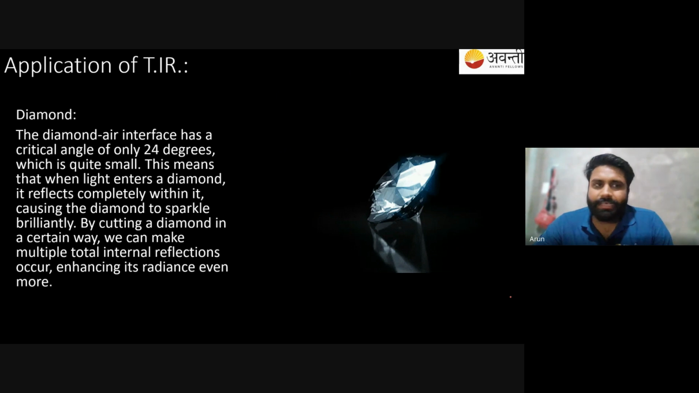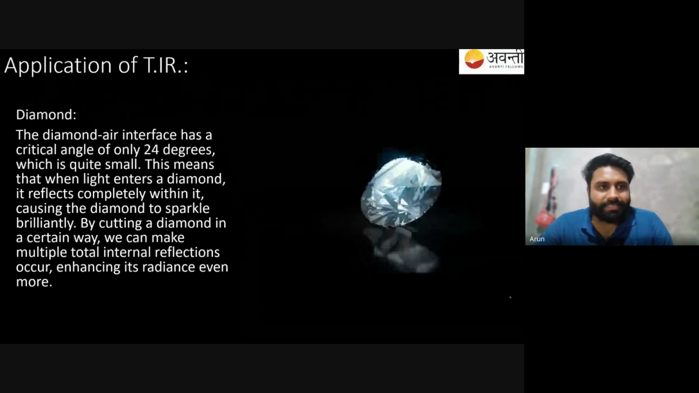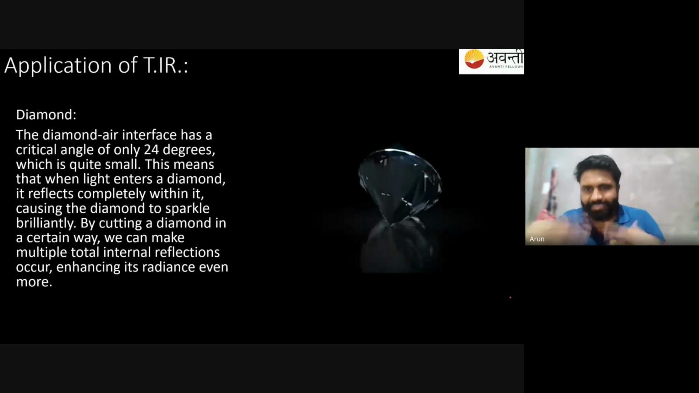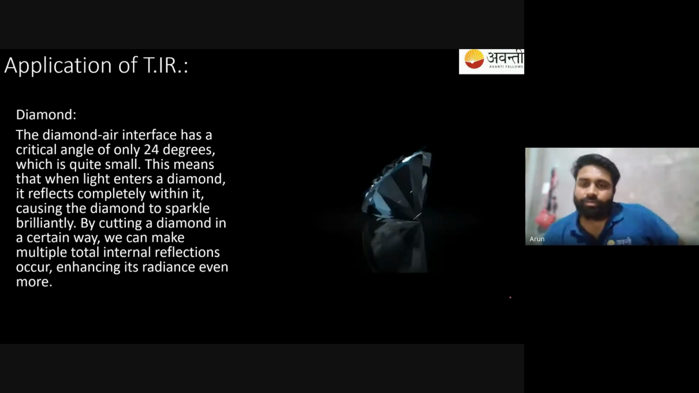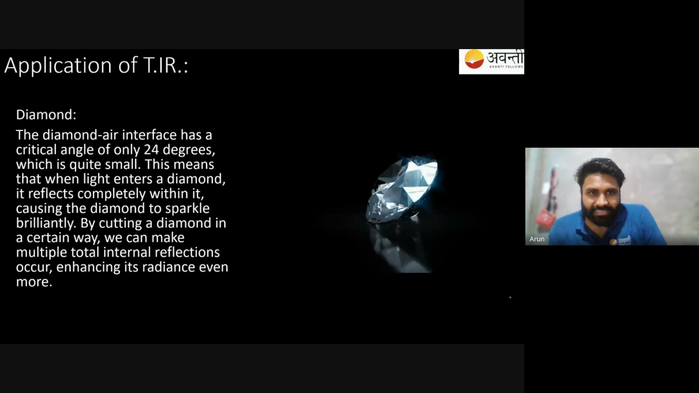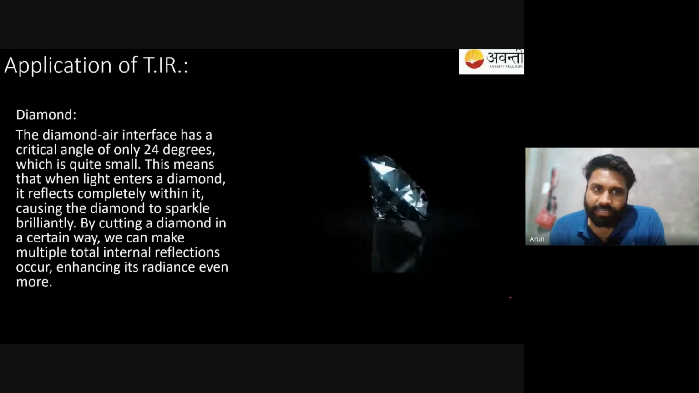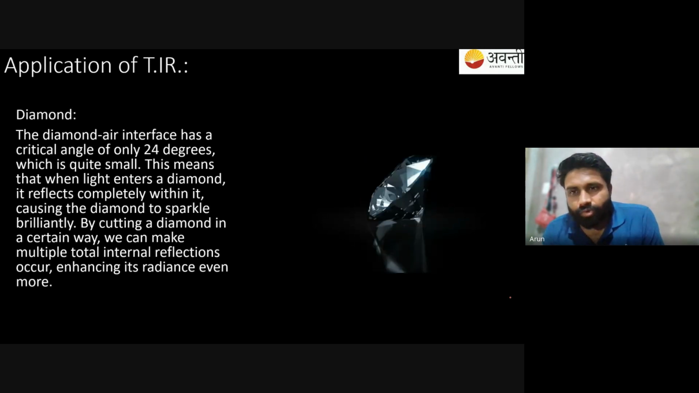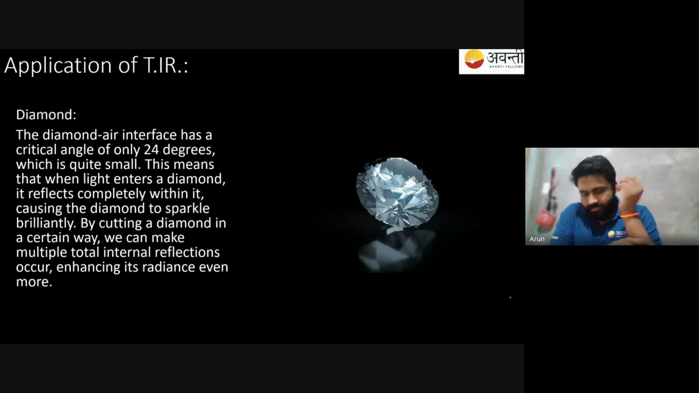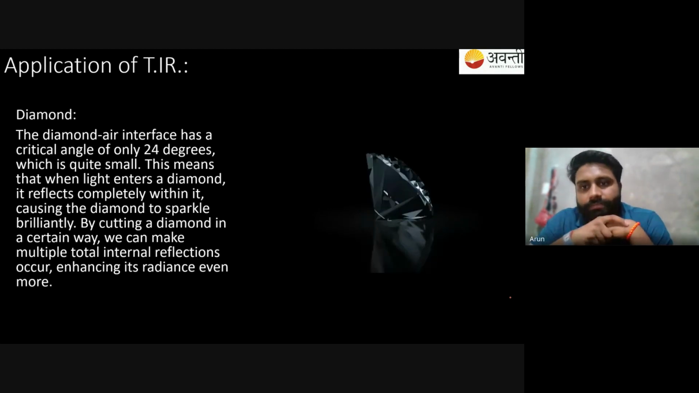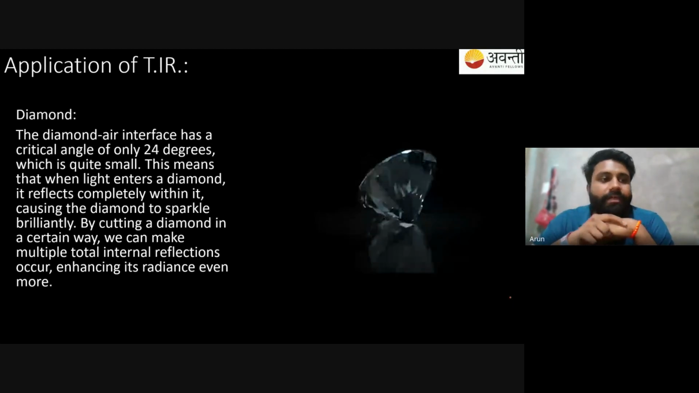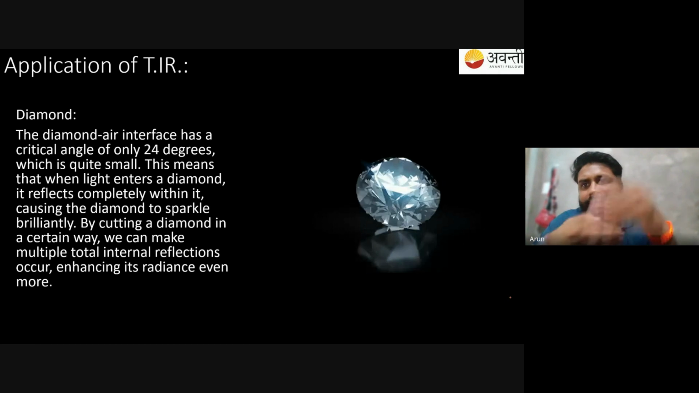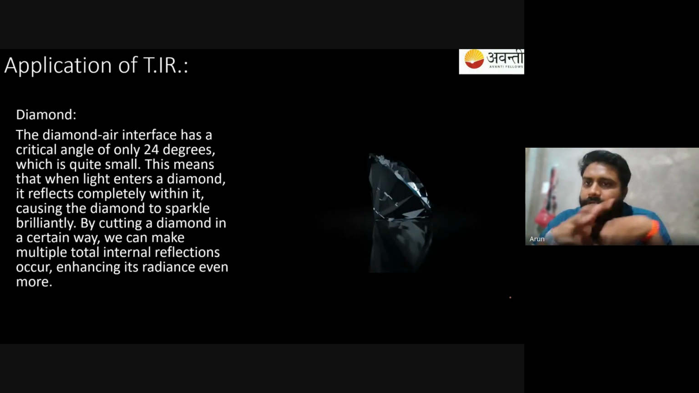Now, the next application of this TIR is the diamond. For diamond material, the angle of critical is 24 degrees, and this is a very low angle. The diamond is the denser medium and the air is the rarer medium, so the critical angle is very low for it. So inside the diamond, the phenomenon of TIR takes place.